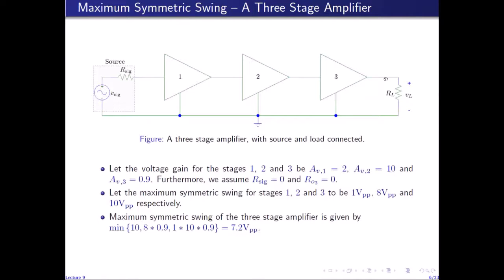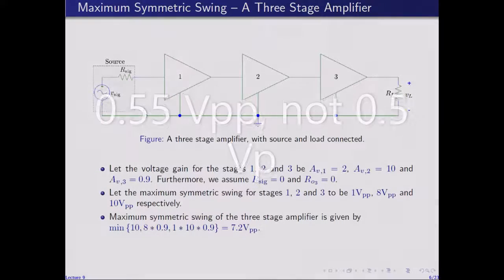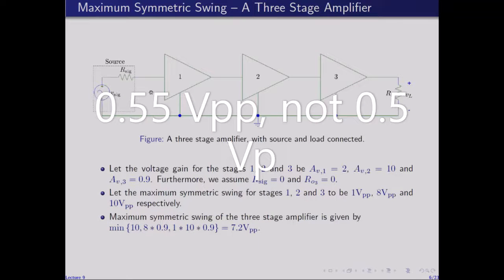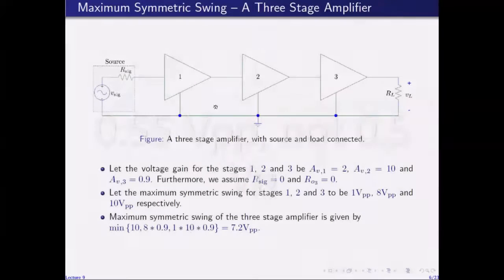But please note that the final output will be clipped before it reaches 10 volts peak to peak, because when I apply 0.5 volts peak to peak here, then the output here, where the gain of the first stage is 2 units, multiplying 0.5 volts peak to peak with 2 units, I get the output 1.11 volts peak to peak. But this node cannot swing beyond 1 volt peak to peak. So the voltage here will already be clipped, which will produce clipped voltage here and clipped voltage here.